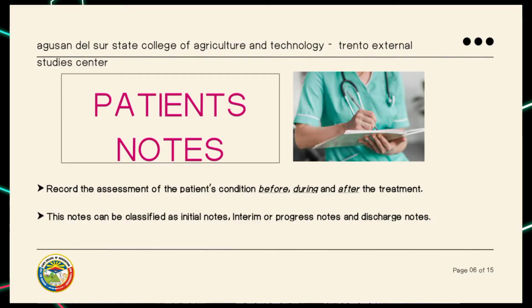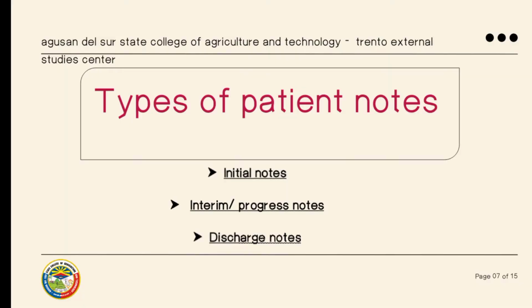Patient notes are the record of assessment of the patient's condition before, during, and after the treatment. These notes can be classified as initial notes, interim or progress notes, and discharge notes. So we already know what patient notes are. Next, we proceed to the types of patient notes. There are three types: initial notes, interim or progress notes, and discharge notes.